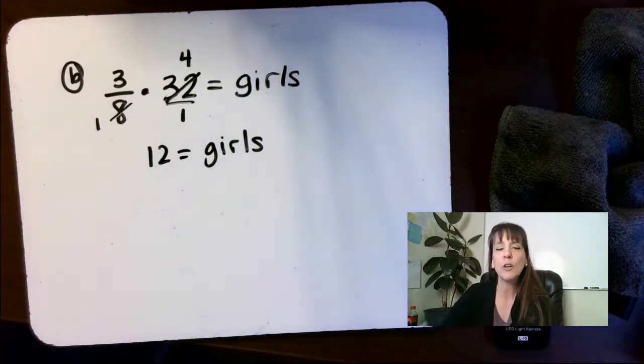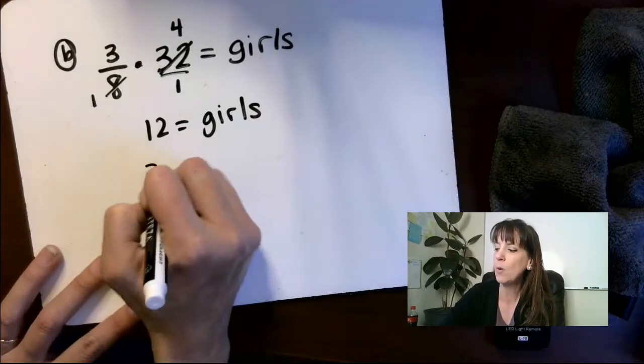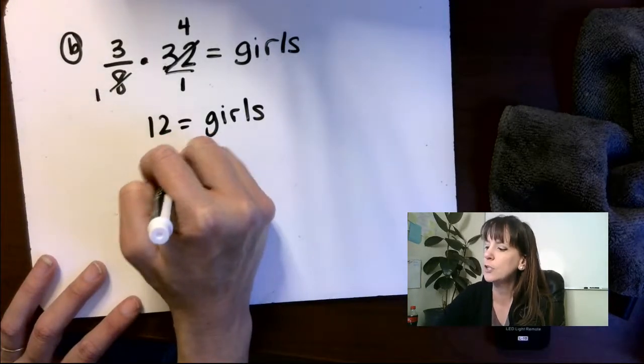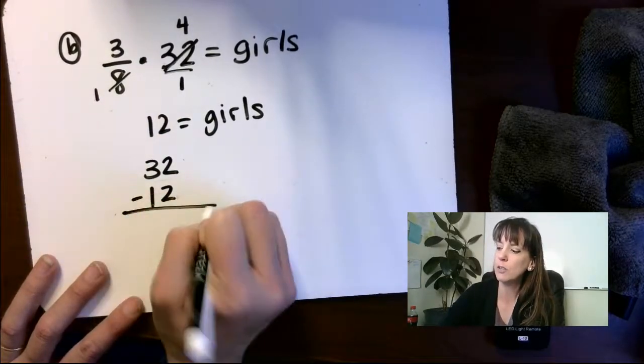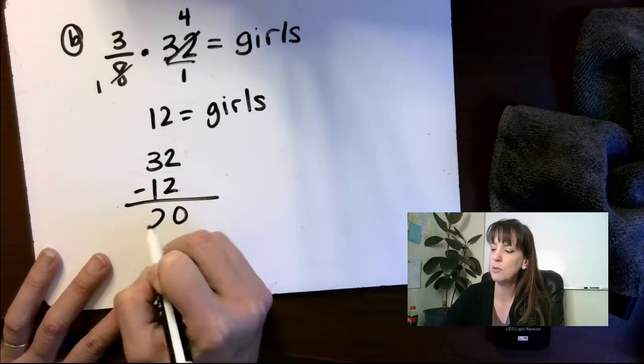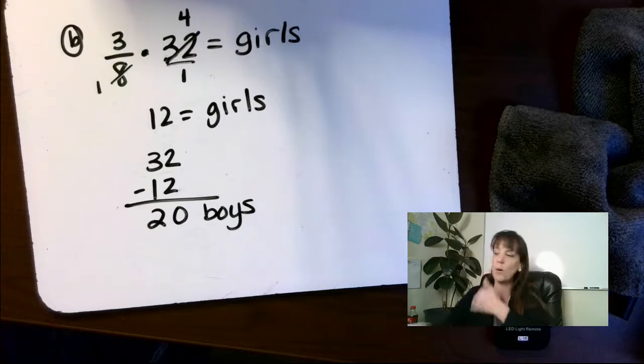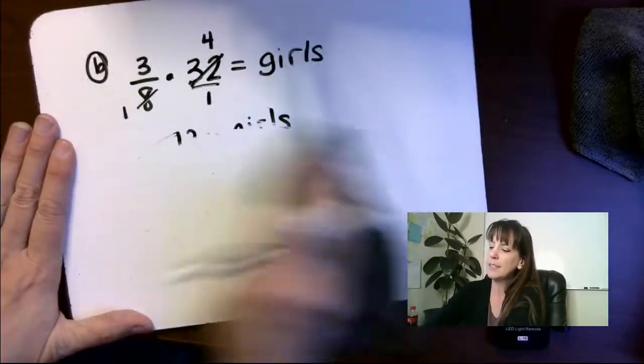12 girls. If there are 32 kids in the class, how many are boys? And this is assuming that we have just girls and boys. 32 minus our 12 girls would give us 20, so there would be 20 boys in class. 20 boys. Excellent. Okay.